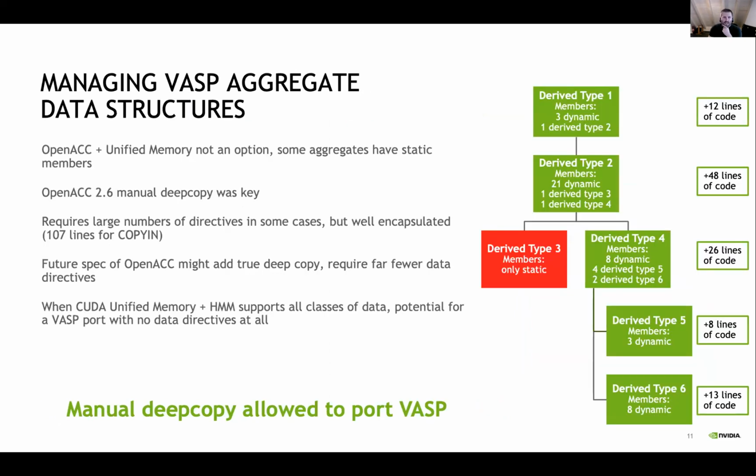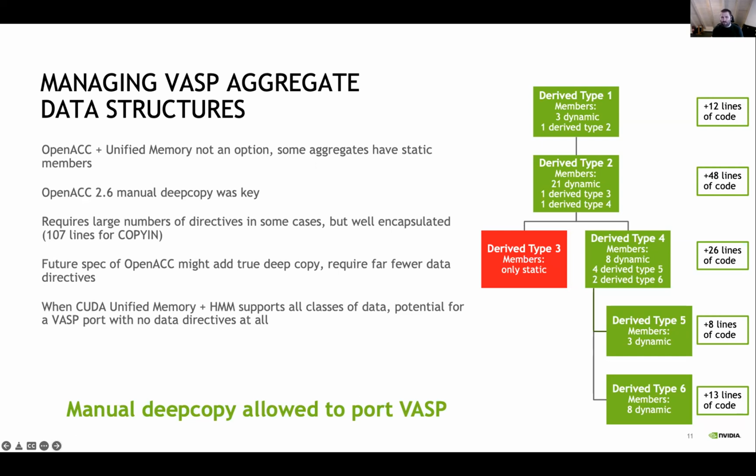So one of the key challenges to port VASP with OpenACC was handling the data structures, because VASP is full of aggregated data structures with derived types, and they're deeply nested into each other. We just have a schematic here on the right to show you just one example of that. And that kind of makes it not an option to use OpenACC with unified memory.